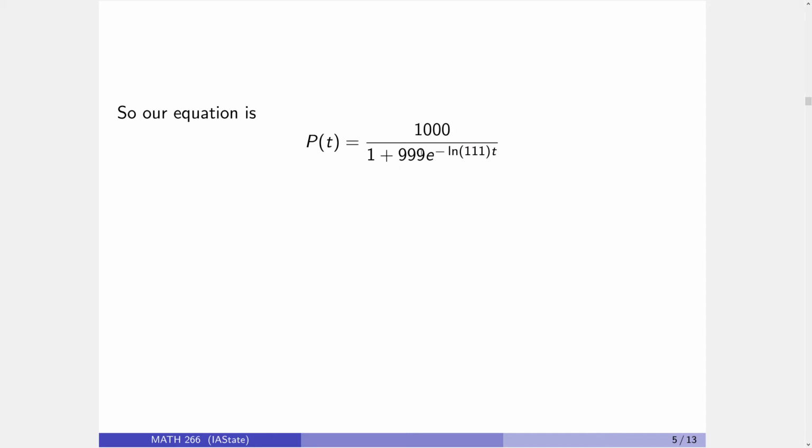All right, and now again, note, as we already established, if you let t go to infinity, this term down here is going to go to 0, and thus we'll get 1,000 over 1. So in the long term, everyone's going to be infected.